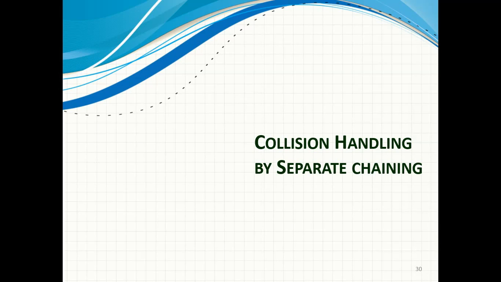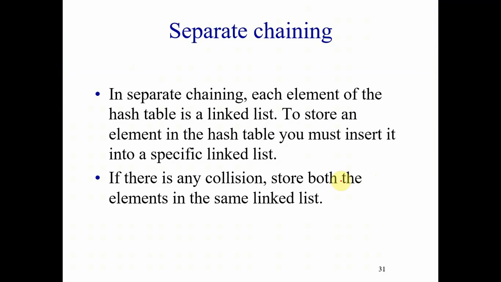Let's see another method, which is called separate chaining. In separate chaining, each element of the hash table is a linked list. To store an element in a hash table, you must insert it in a specific linked list. If there's any collision, store both elements in the same linked list.